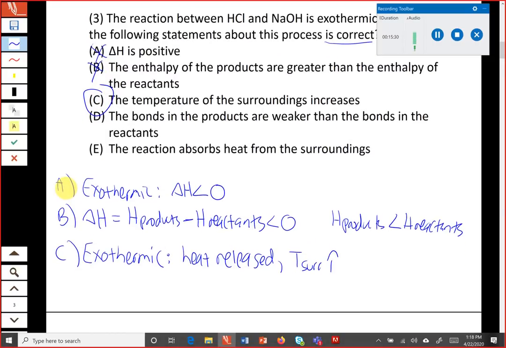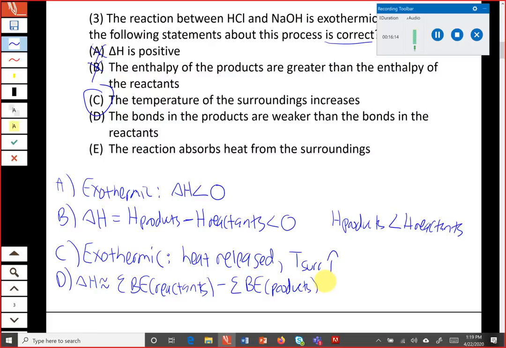Let's evaluate the other two answer choices just to see why they should be false. The bonds in the products are weaker than the bonds in the reactants. This harkens back to some things we learned a while back, I think in chapter 3 of this course. Remember that the enthalpy change can be approximated as the sum of the bond energies of the reactants minus the products. This was the first way we learned how to calculate this. We called it delta E at the time, but it really was delta H. We just hadn't introduced delta H yet, so we didn't want to confuse you. But remember that we can approximate delta H by taking bond energies on the reactant side and subtracting the bond energies on the product side.